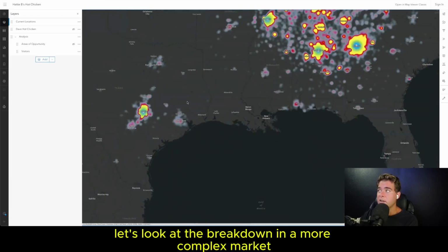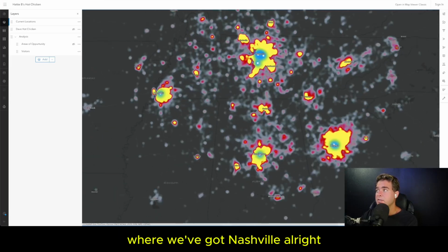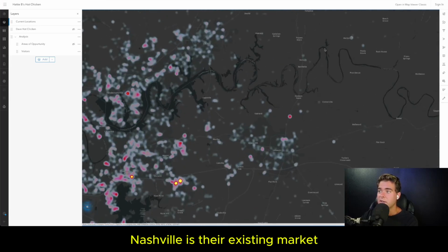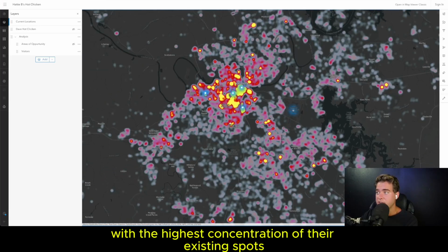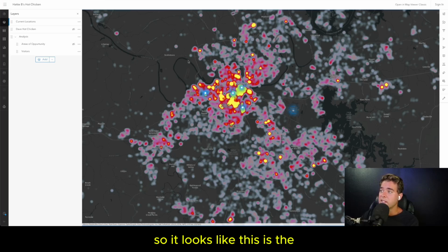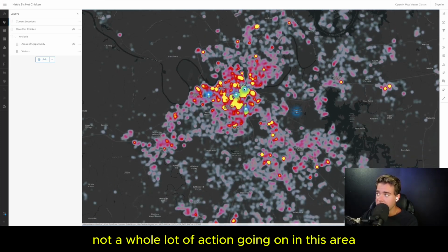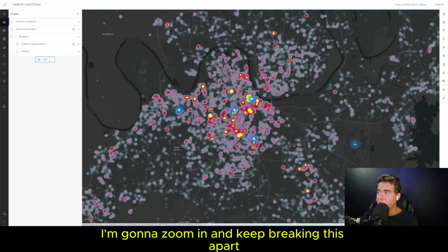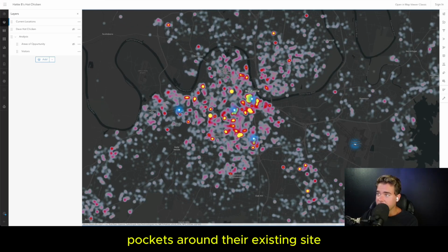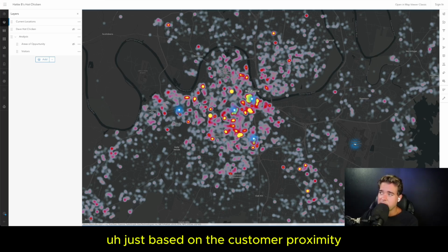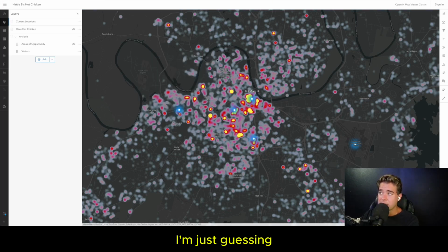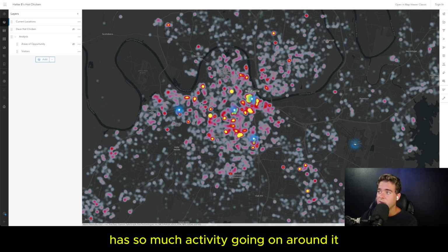Now let's look at the breakdown in a more complex market, Nashville. Nashville is their existing market with the highest concentration of their existing spots. So it looks like this is the area where most of their customers are coming from. Not a whole lot of action going on in this area. I'm going to zoom in and keep breaking this apart. Looks like they're getting pockets around their existing site. This one over here to the west, just based on the customer proximity and not a lot of heat showing up, might be one of their least performing. I'm just guessing with the limited data that we've got so far. This one over here has so much activity going on around it.